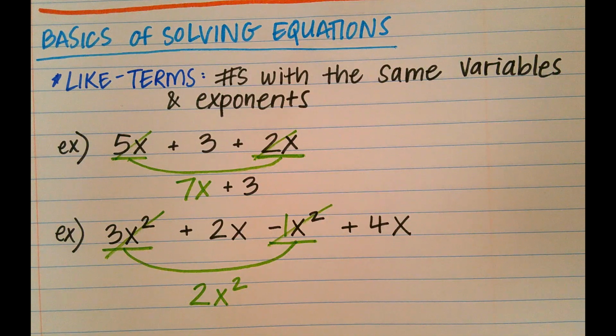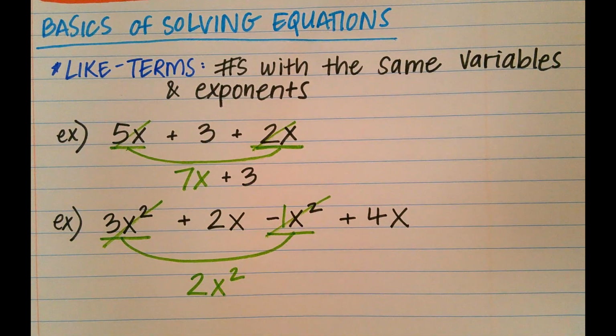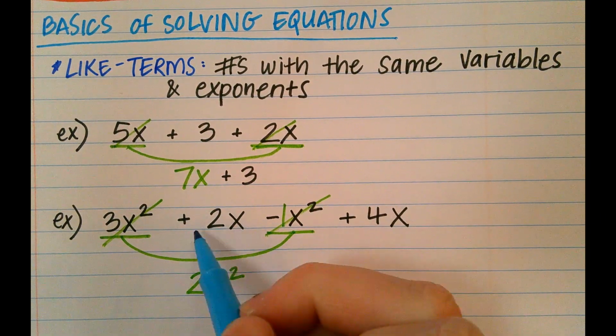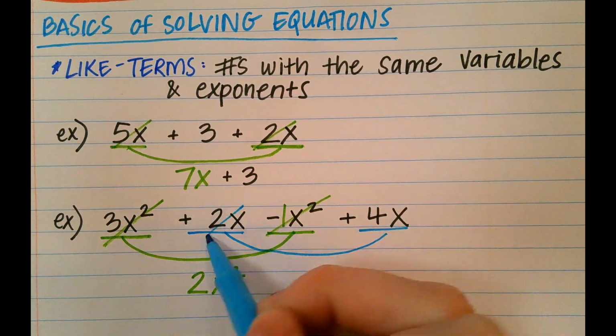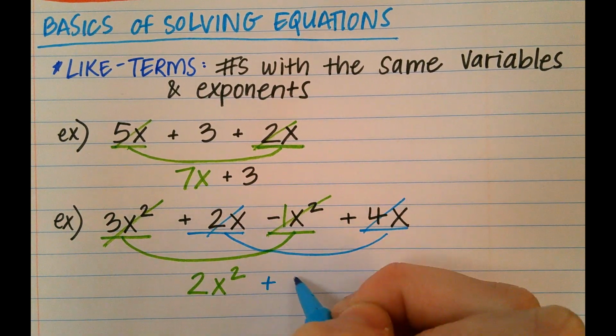And what else do we have? 2x and 4x. Are those like terms? Yes. So we can put them together, and what do we get? 6x. Good. Okay.